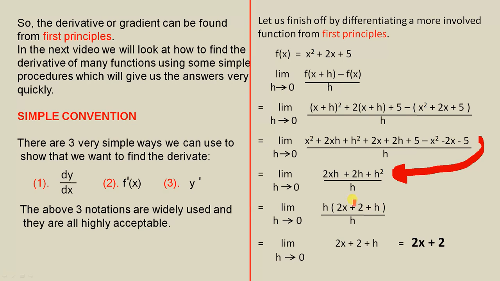Now we use some brackets, so we do some factorising with the brackets. So we factorise. After that, we cancel the two h's out. So that gives us the limit of 2x plus 2 plus h as h approaches 0. So when h approaches 0, the answer is 2x plus 2. And that has differentiated this function from first principles to obtain 2x plus 2.